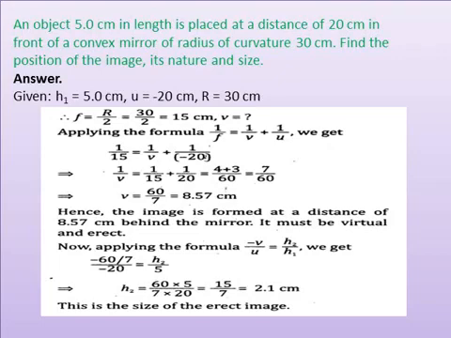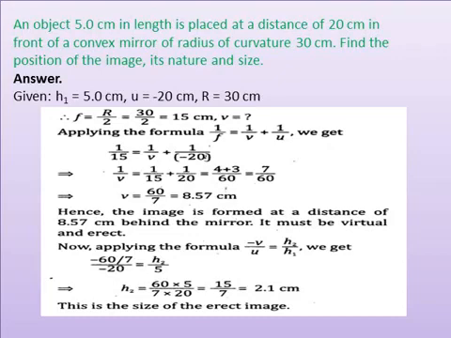Now, applying the magnification formula. Magnification is equal to minus V by U, and that is equal to height of the image divided by height of the object. Here the letters are different, so apply the formula which we have already come across: height of the image HI divided by height of the object HO. Apply it, and you will get the height of the image as 2.1 centimeter. What is the height of the object? Height of the object is 5 centimeter.